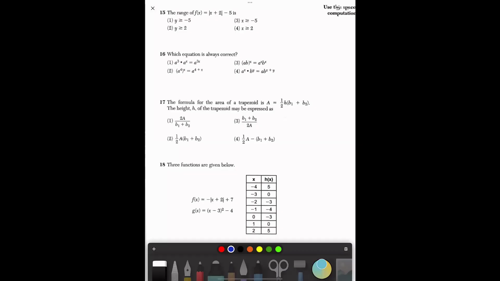Gonna do question number 17 from the August 2025 Regents exam. It's one of these formulas where they want you to isolate a different variable. In this case, they've given us the formula to find the area of a trapezoid: A equals 1/2 h times (b1 plus b2). And they want us to get h by itself, right?